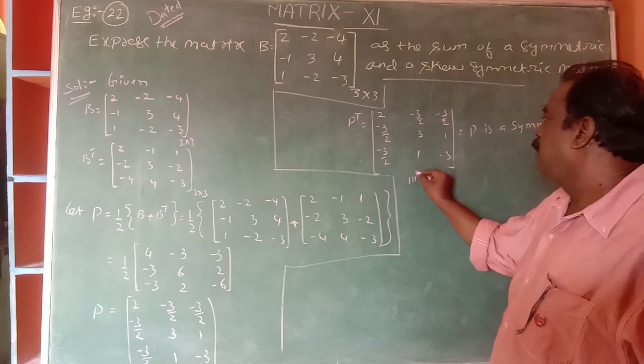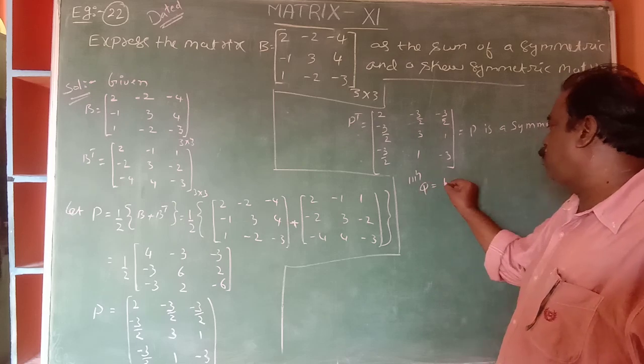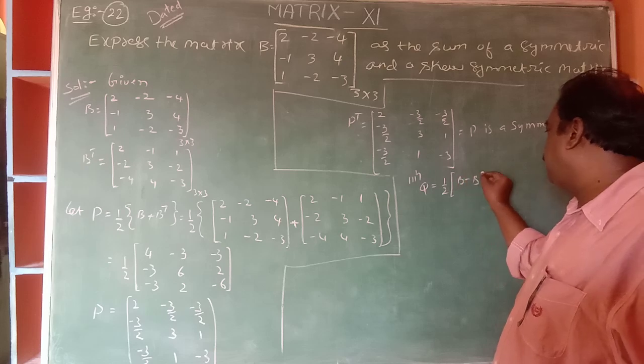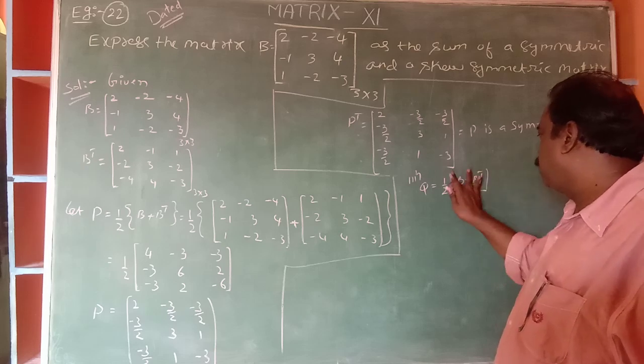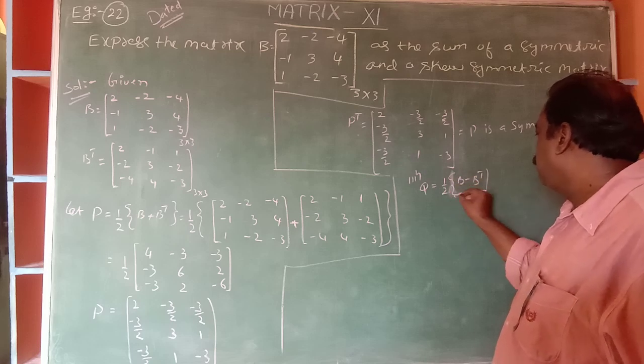Similarly we find, let Q be 1 by 2 into (B minus B dash). You put a flower bracket, a curly bracket.